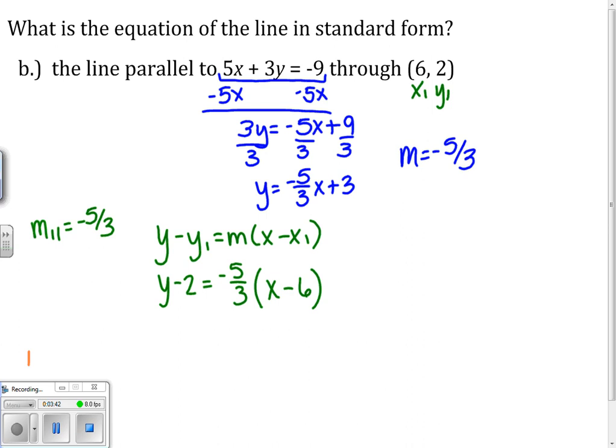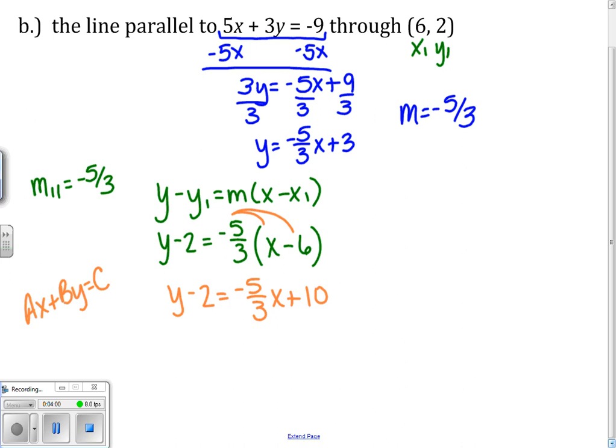My end goal is ax plus by equals c. I need x, then y equaling the constant. So the first thing I'm going to do is distribute. Gives me y minus 2 equals negative 5/3 x plus 10. Do that on the calculator if you need to. Then I'm going to add 2 to both sides. Gives me y equals negative 5/3 x plus 12.